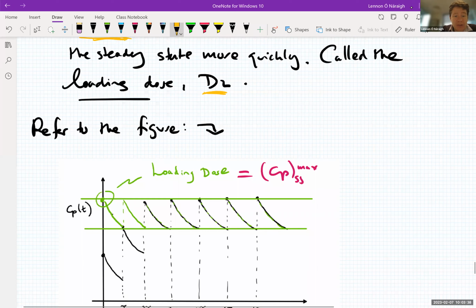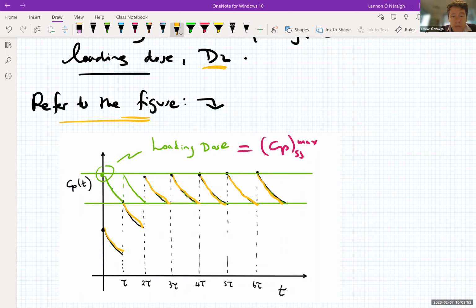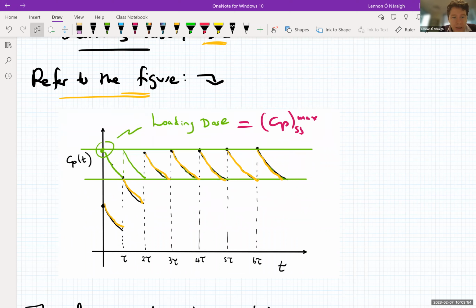So the idea here is, well, to have a look at the figure. So what I've done is I've shown what happens if you don't administer a loading dose. It takes a little bit of time to reach the steady state. But if you administer a first dose so that you start up here, you get to the steady state right away. So we can work out what should be the loading dose to bring about this steady state right away.